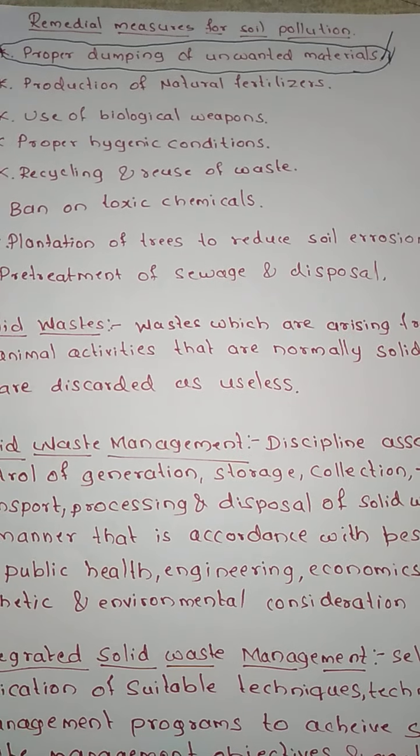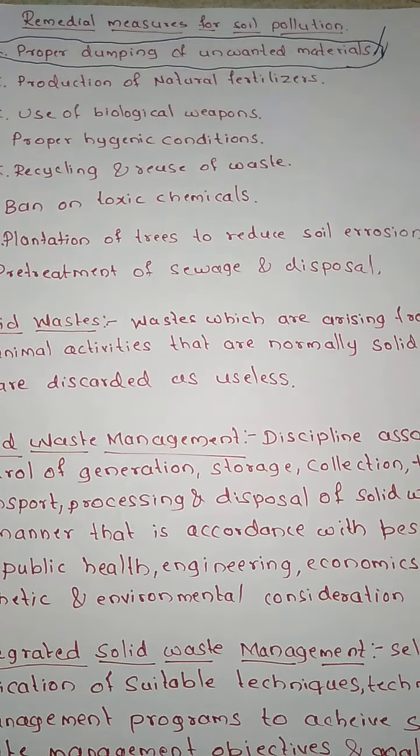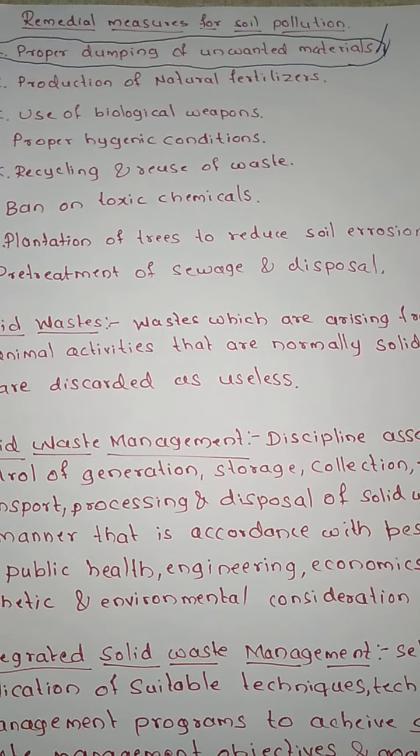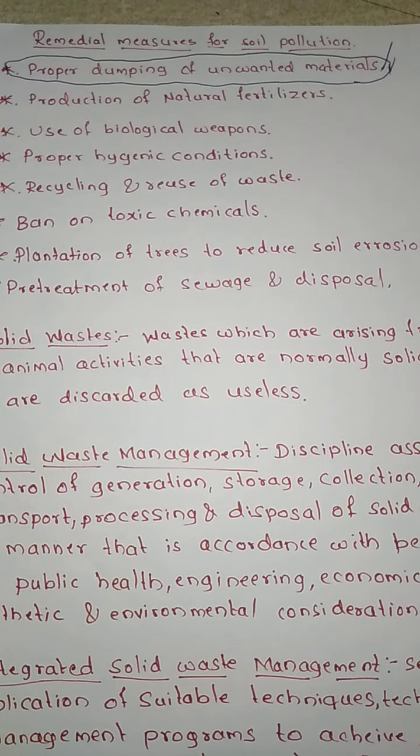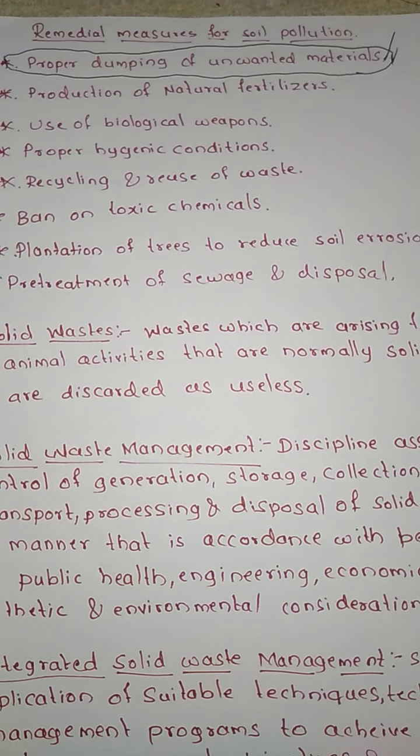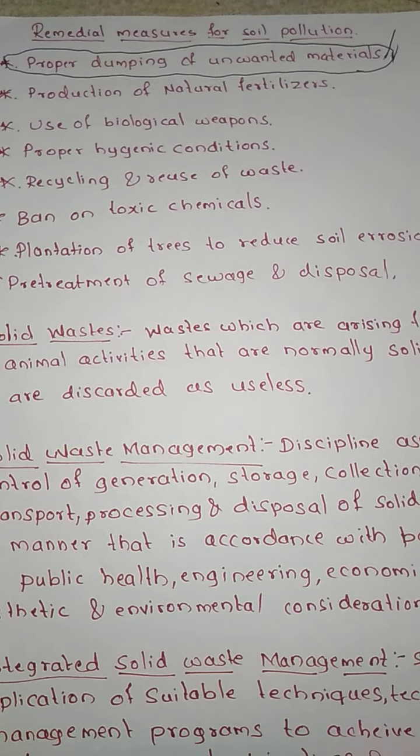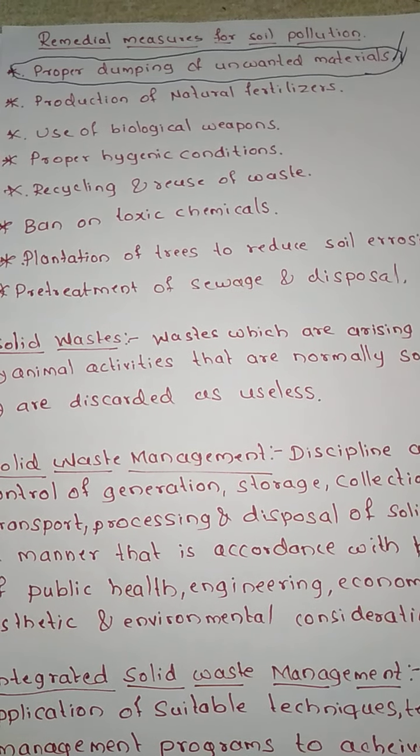Next, the third point is utilization of biological weapons. That is, we should use neem-based pesticides in agriculture, if we want to destroy some of the pests which are there in your farms.